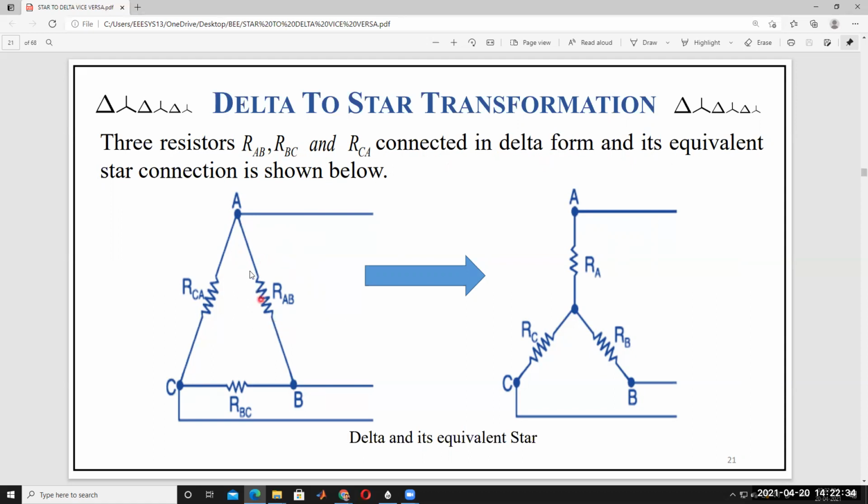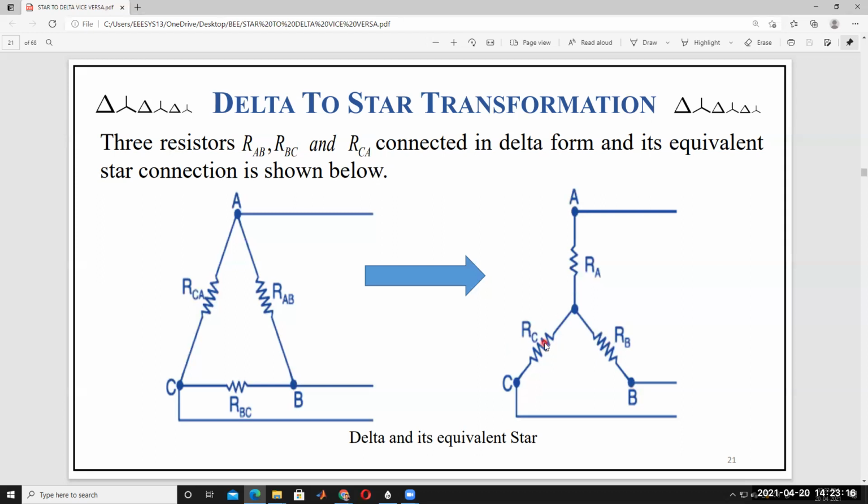It is connected in delta, so this is called a delta network. It is converted into a star like this: RA, RB, and RC. Between A and B there is the resistor RAB. Between A and B, the resistance is these two resistors RA and RB. Between B and C, these two resistors, and between A and C, these two resistors.